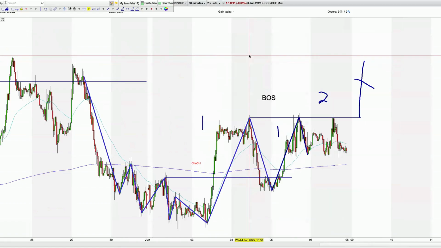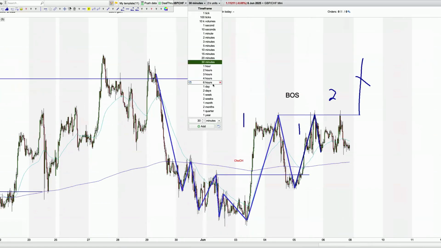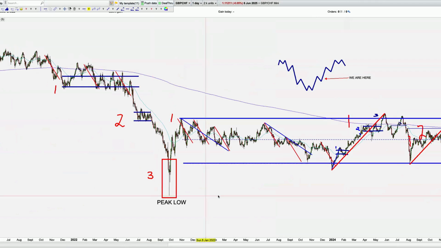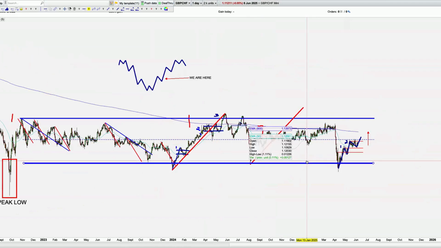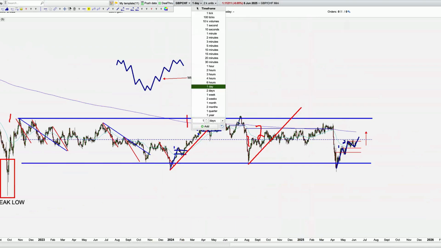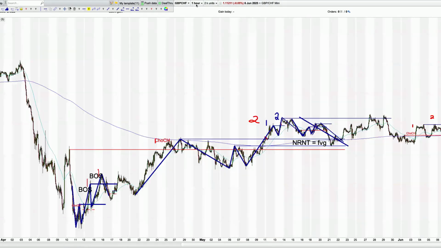GBP CHF, this is one that, personally, I really like the way it's playing out. Let's give you an idea on the structure. Level 1, level 2, peak. Massive level 1 consolidation. And we're just here where the arrow points. But when we come onto the lower time frame, you can see why it's exciting.